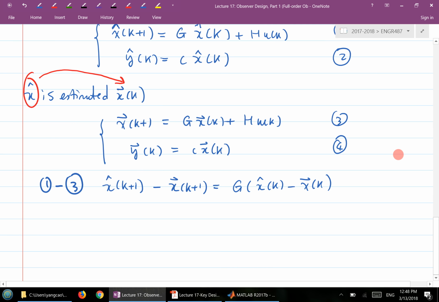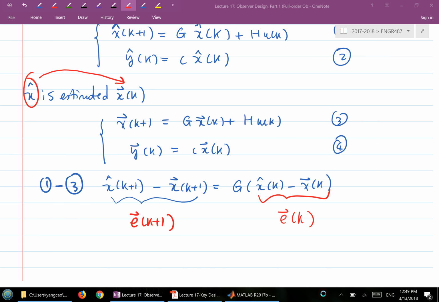Then we'll define our left side and also the right side here. We call it error: this one here is error k plus 1, and here is the error k. The error is the difference between the actual state value and the estimated state value. So the idea is you want the error to go to 0. If the error goes to 0, then you get a good estimation of the actual state variable.